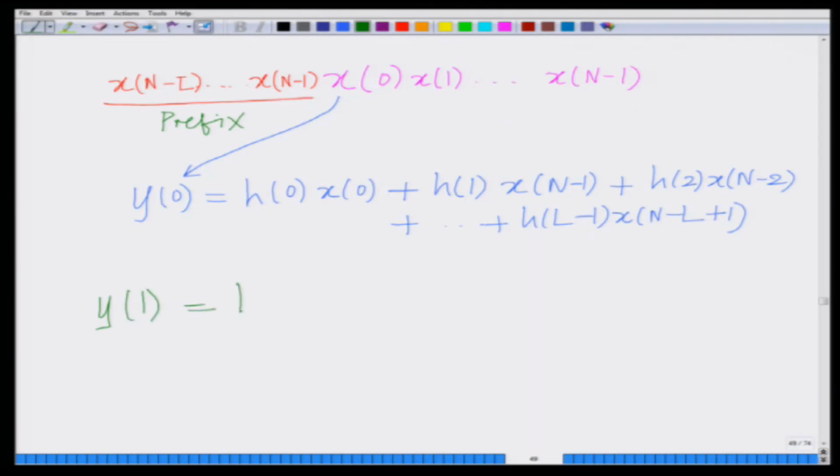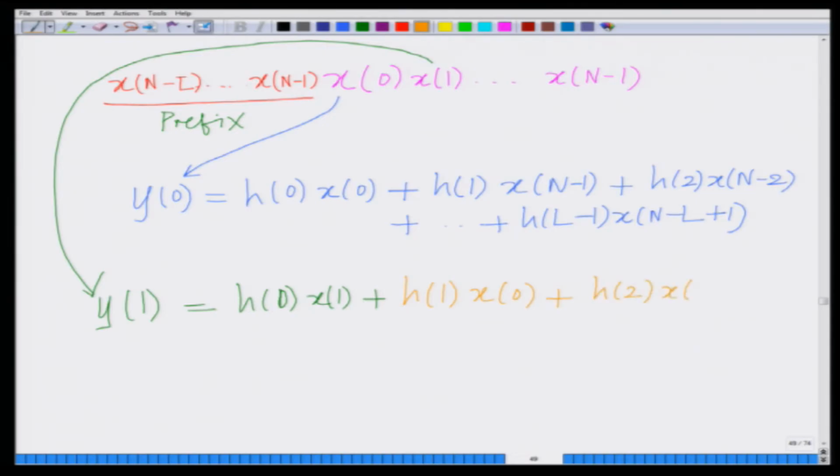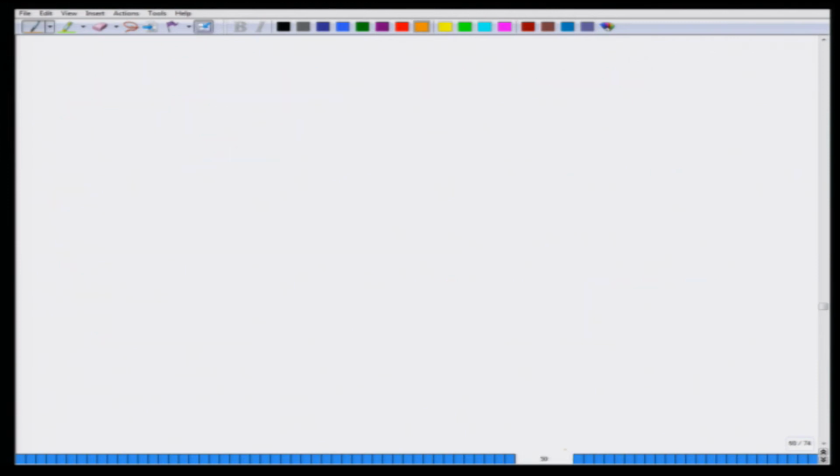Similarly, y1 is the received symbol corresponding to x1, this is h0 times x1 plus h1 times x of 0 plus h2 times x of n minus 1 plus so on, h L minus 1 times x of n minus L plus 1. Now, let us look at this pictorially. Let us draw a diagram to clarify in greater detail what is happening in this scenario.